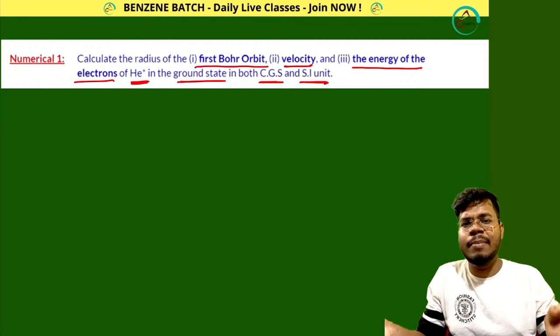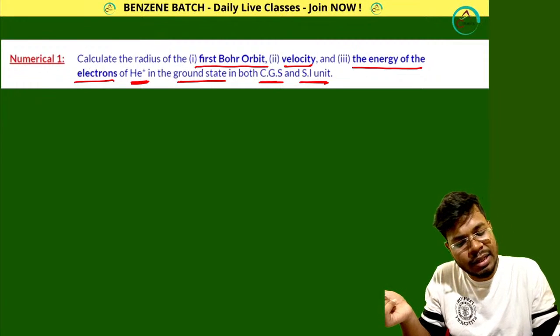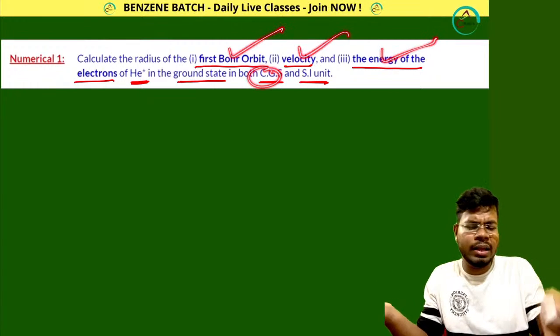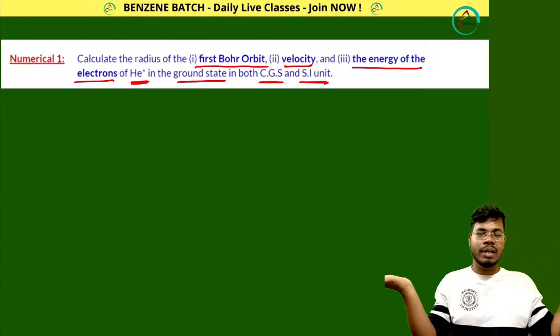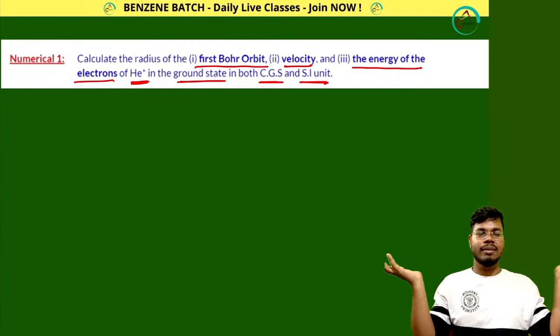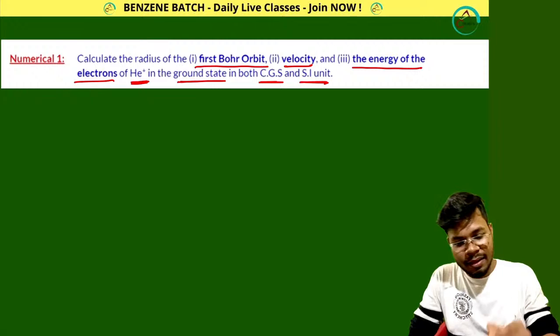So even in the IIT JAM examination you can face questions like calculate this, calculate that. In CGS unit or in SI unit, they can ask anything. So if you can solve this question, you can easily get all of those marks in the IIT JAM examination. Fine. So how to do that?